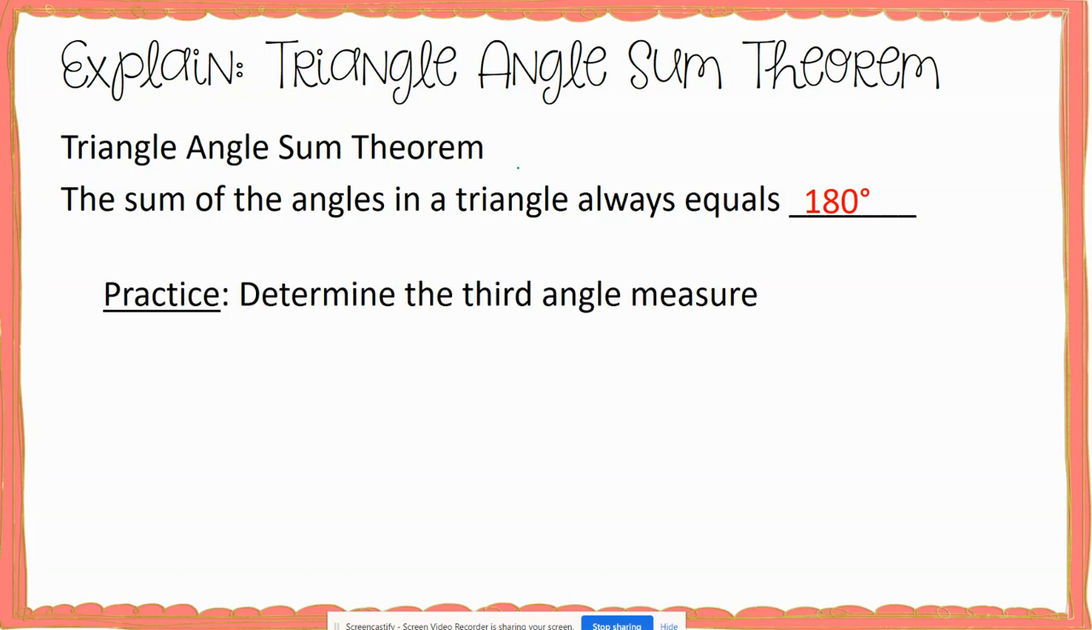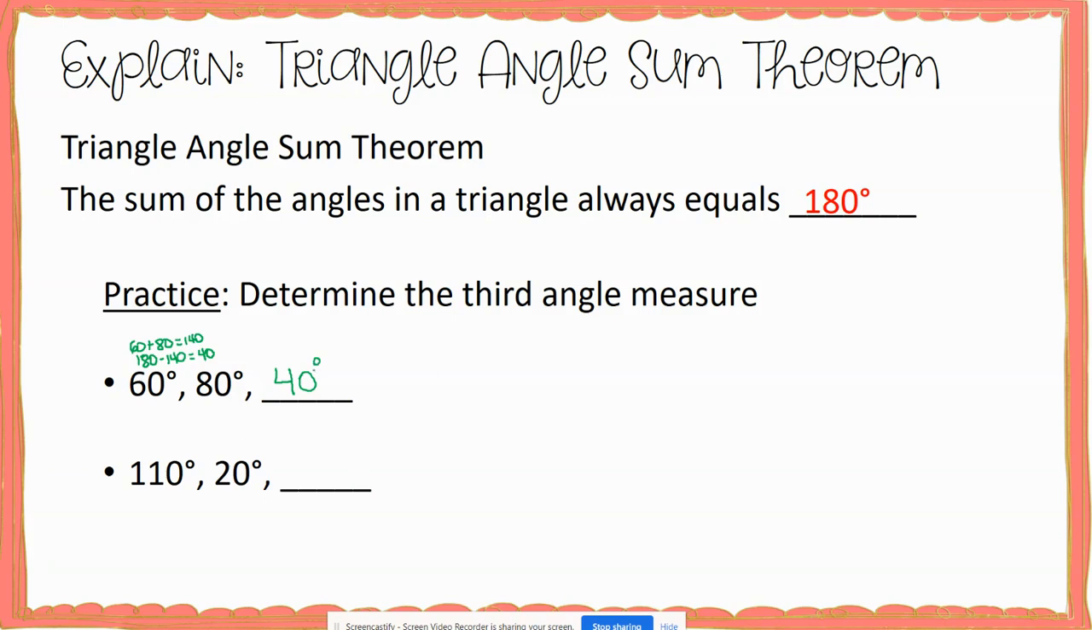So let's look at these problems. If I know that a triangle has an angle measure of 60 degrees and another angle measure of 80 degrees, then if I need to find the third angle, I can add these together. So 60 plus 80 equals 140. And then I can subtract them from 180 since I know that all together they equal 180. So 180 minus 140 gives me 40. That means that the third angle measure is going to be 40 degrees.